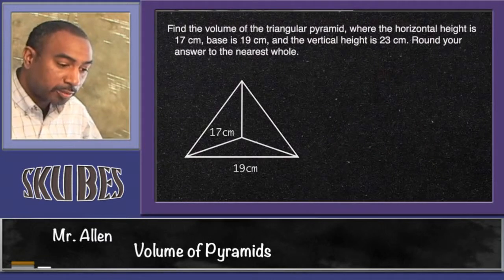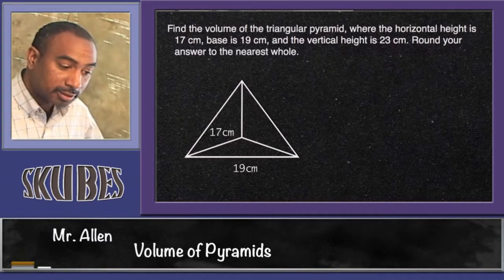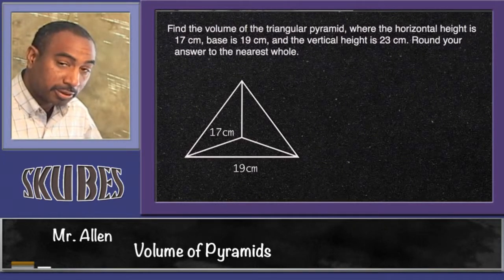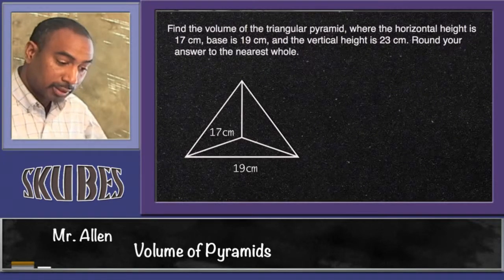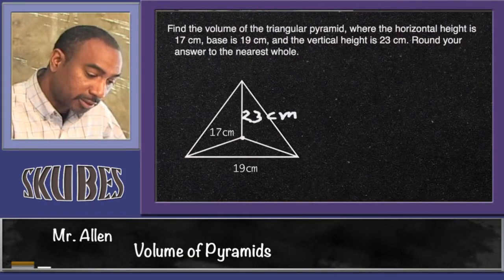All right, find the volume of the triangular pyramid where the horizontal height is 17 centimeters, base is 19 centimeters, and the vertical height is 23 centimeters. Round your answers to the nearest whole. So in this case, this is 23 centimeters, the vertical height, because it goes from the bottom of the base to the top of the pyramid.